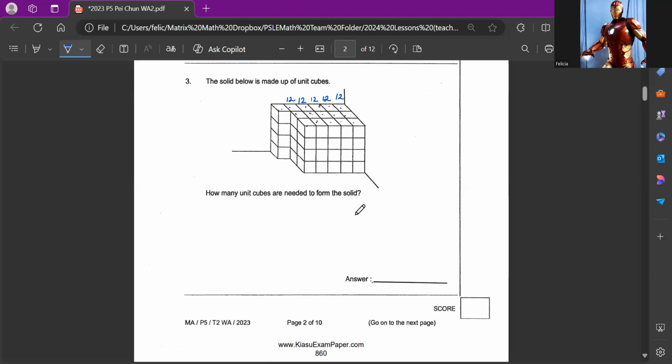So the only one that's the odd one out is this last one. 1, 2, 3, 4. This one is 4. Okay, so now you just need to add up all the numbers. There are 5 sets of 12, right? 1, 2, 3, 4, 5. 5 sets of 12. Then just plus the 4. That should give us 64 cubes. Okay, this is how we do quick counting without having to count each cube one by one. Don't have to do that.